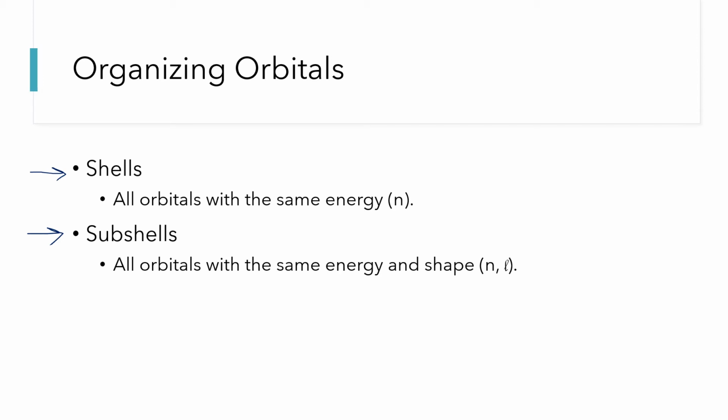At the end of this chapter, we're going to look at something called quantum numbers, and we're going to say that all of the orbitals in a shell have the same quantum number n, and all of the orbitals in a subshell have the same quantum numbers n and l.